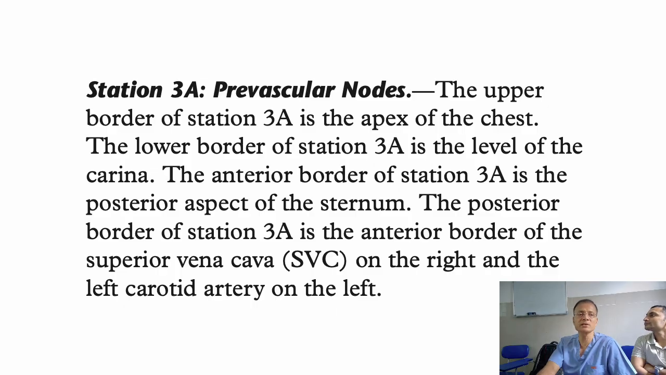The next is the prevascular node, that is 3A. That means the nodes which are located anterior to the vessels. For the right side, it should be located anterior to the superior vena cava. For the left side, it should be located anterior to the left common carotid artery.